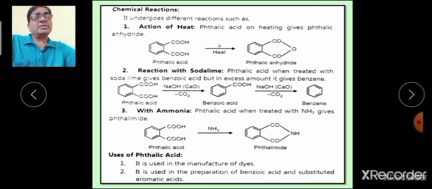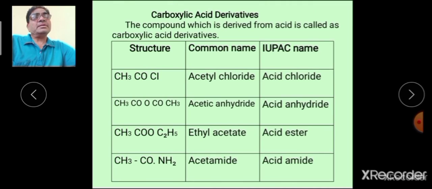Uses: first, it is in the manufacture of dyes and also used in the preparation of benzoic acid and substituted aromatic acids. Then carboxylic acid derivatives. The compound which is derived from acid is called carboxylic acid derivatives. For example, acetyl chloride, which is obtained from acetic acid.